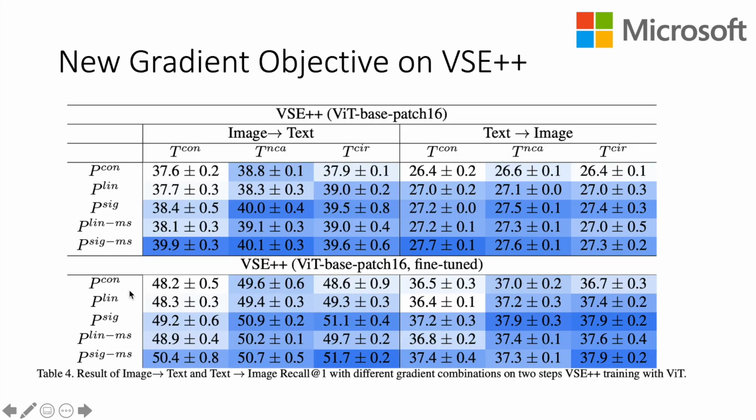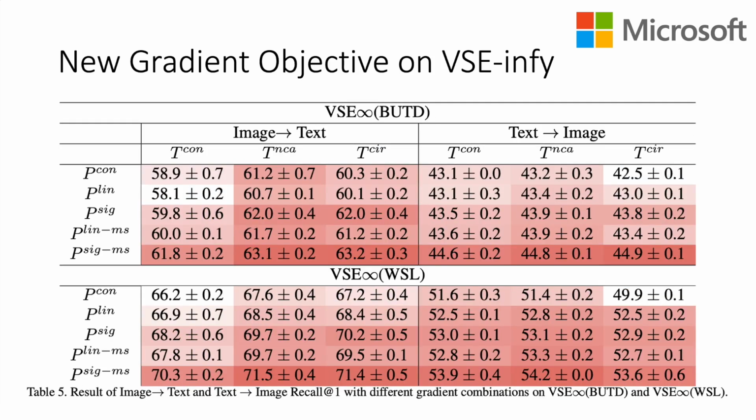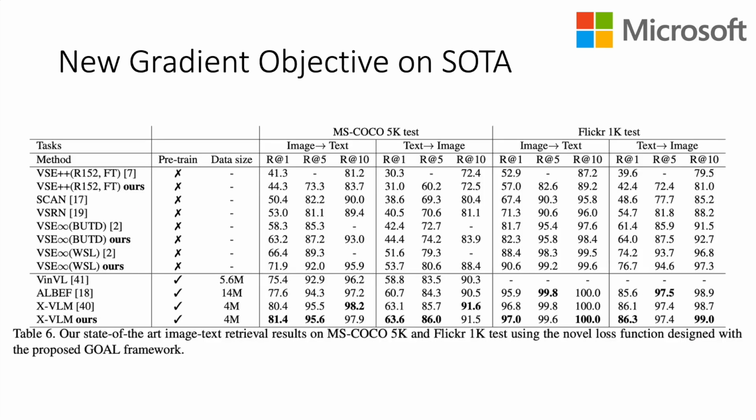Here is the VSE++ result on the different combinations of the triplet weight and the pair weight. We find that the combination which has never been exploited achieved the best performance. Here is another test on VSE infinity. We see the same pattern. Finally, we achieve a new SOTA record.